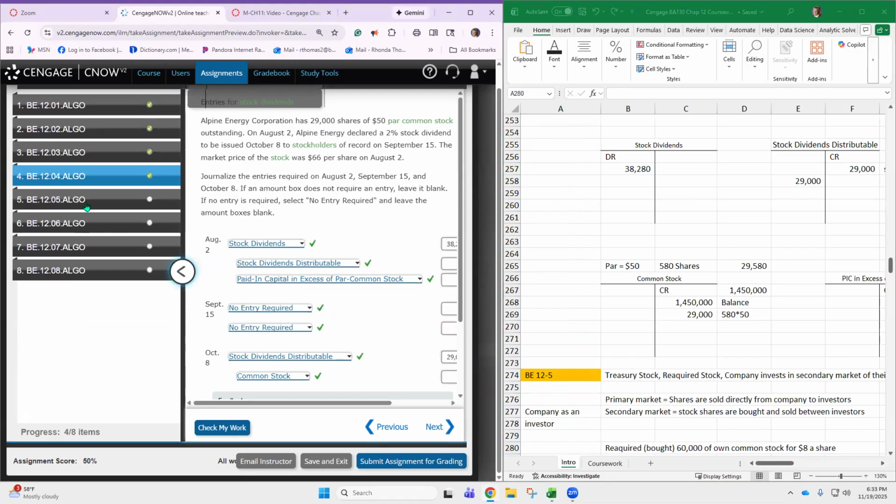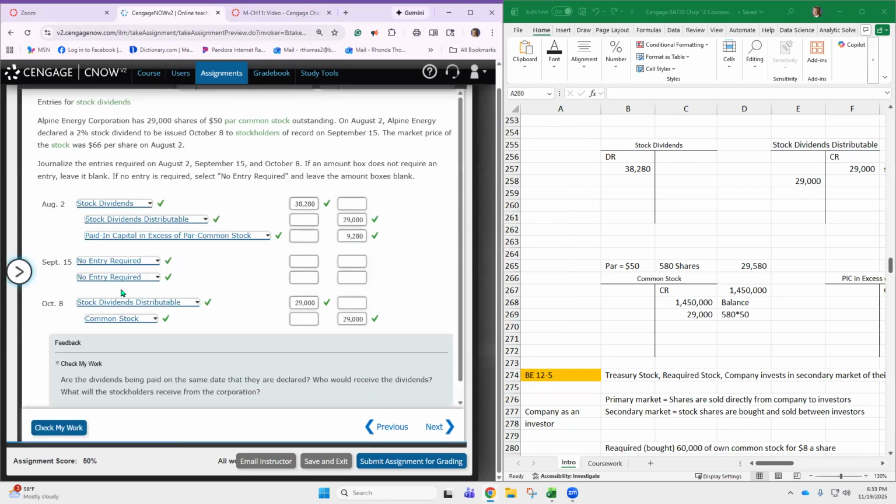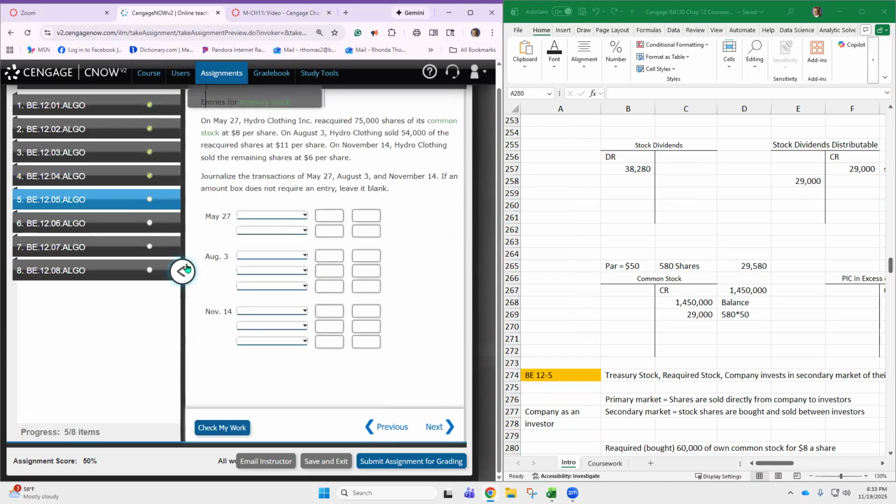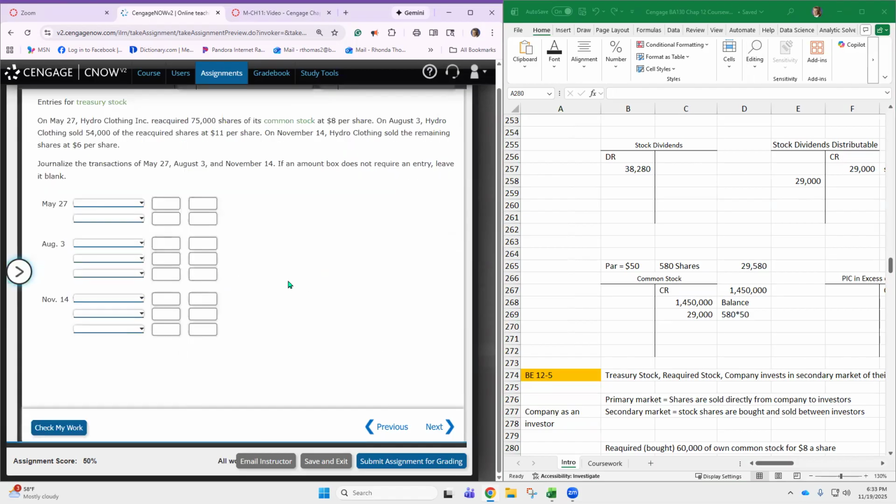Number 5 is called treasury stock. Here's the idea with treasury stock. When a company sells stock for the very first time, it's called an IPO, an initial public offering. That's called the primary market. So when they send out the shares and sell them for the very first time, that's the only time that company is going to make money, make capital.